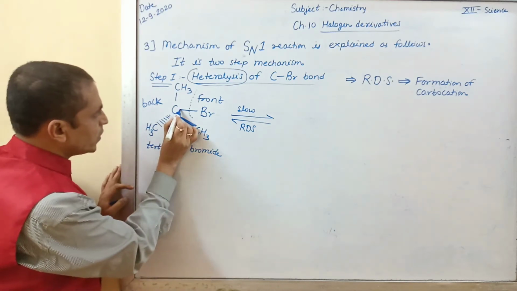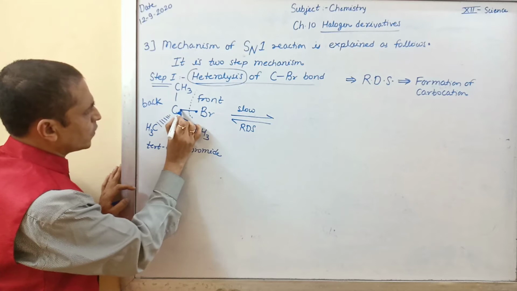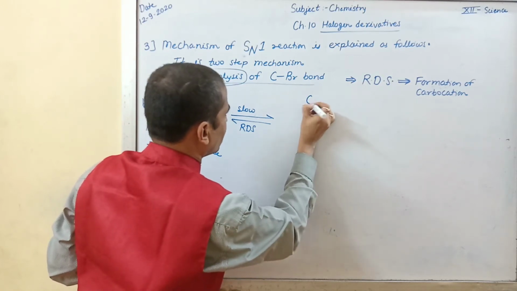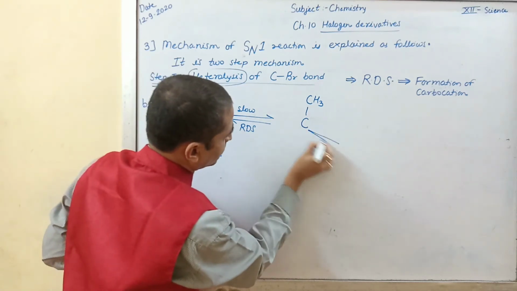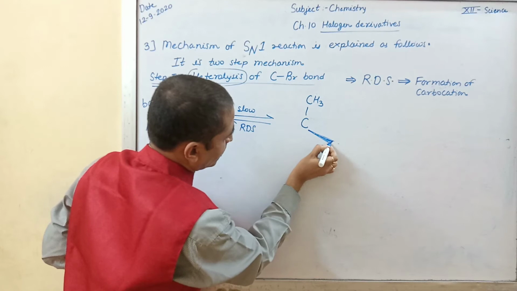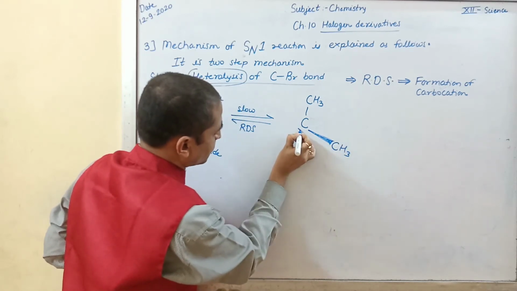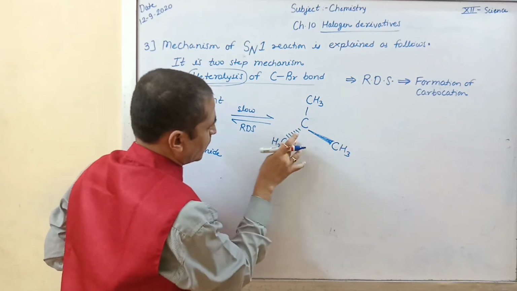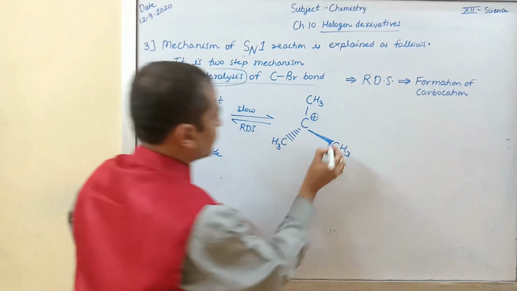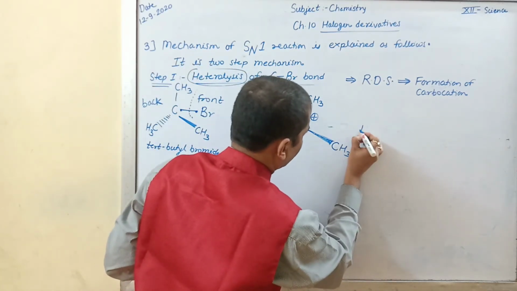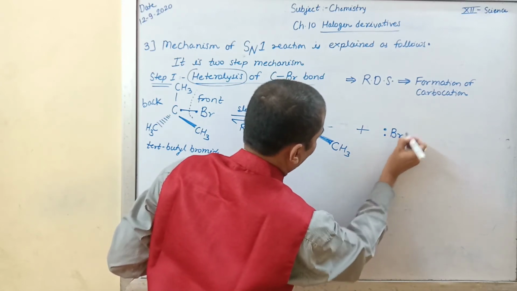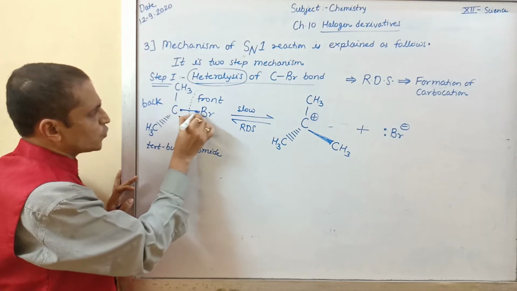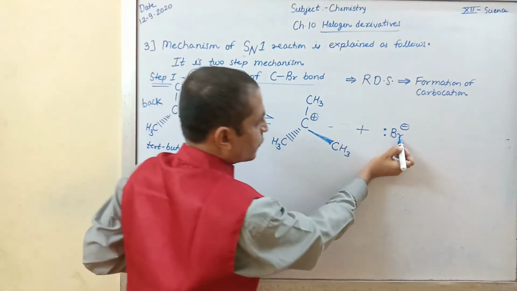What happened here? The breaking of C-Br bond takes place, and here heterolysis means both the electrons go along with Br. So here you get (CH3)3C+, having this carbon with positive charge, and here you get Br- along with both the electrons. Here carbon loses both the electrons to Br. Therefore carbon acquires positive charge and Br acquires negative charge.